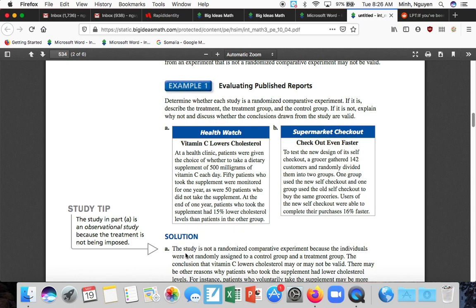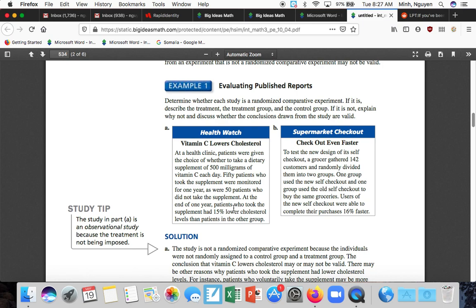How convenient. Solution: the study is not a randomized comparative experiment. Is it random? Well, if they get to pick, then that's not random. Someone has to be assigning them. Because why might that be not random?